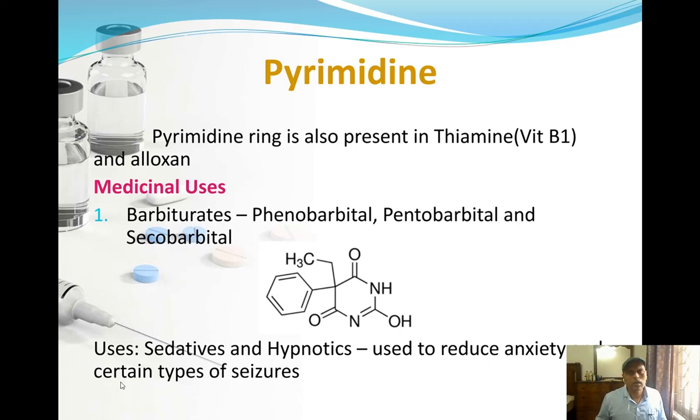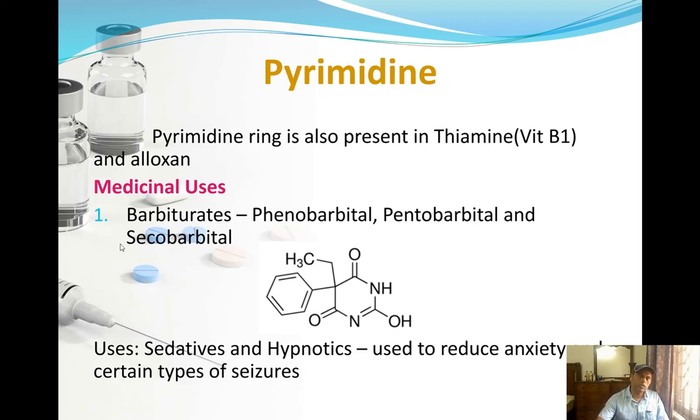So this pyrimidine derivative is also present in alloxan. Alloxan is a chemical which can actually cause diabetes. This alloxan kills the beta cells of the islets of Langerhans of the pancreas, thereby causing diabetes. It is used in lab animals to induce diabetes. So next, let's look at medicinal uses of pyrimidine.